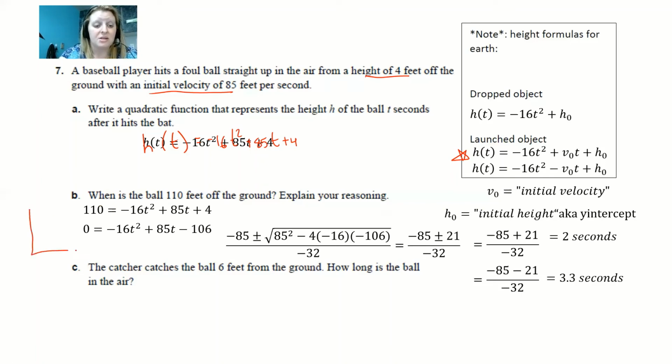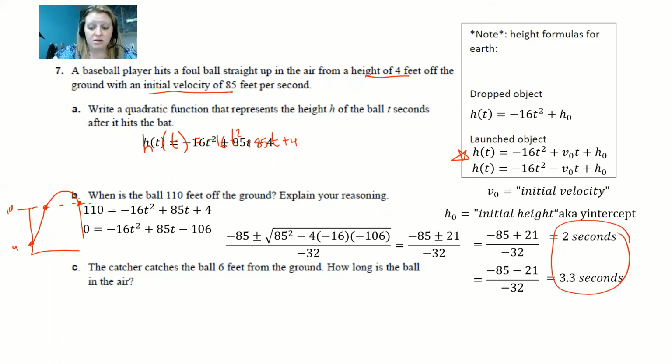And if you think about the situation, okay, the batter is hitting it from a height of 4 feet, which means 110 would be way up here somewhere, right? So that line represents 110 feet. When you hit the ball, it's going to go up, and then it's going to fall down. So this would be the 2 seconds, and this would be the 3.3 seconds. So yeah, both those answers make sense because there are 2 times when the ball is going to be that high, once on the way up and once on the way down. So we're going to keep both answers as they both make sense.